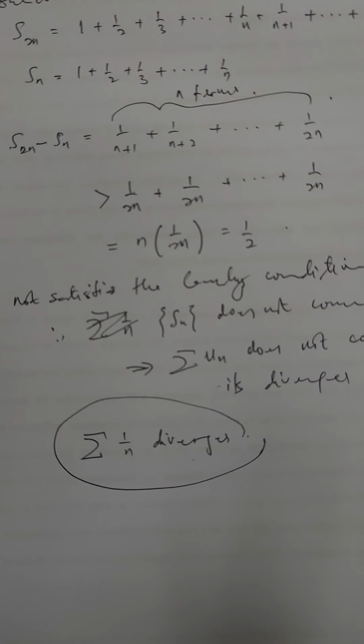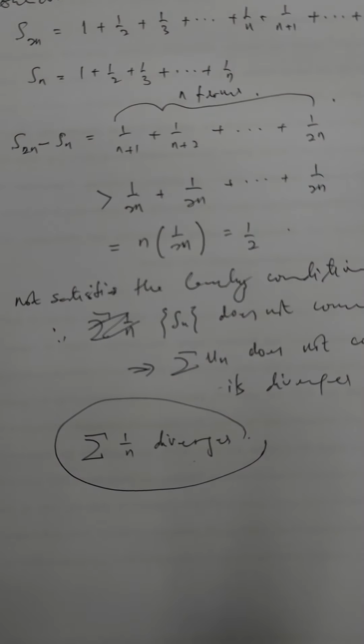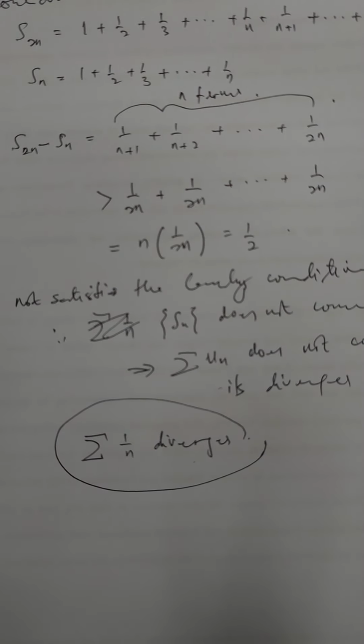There is an alternative proof to show that 1 over n diverges, so I'll leave it to you to study that part. I just showed one way to prove that 1 over n is a divergent series.